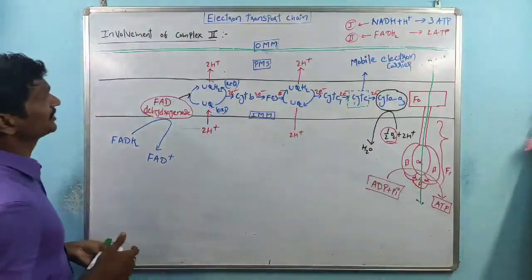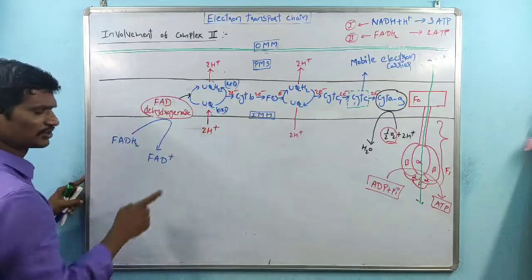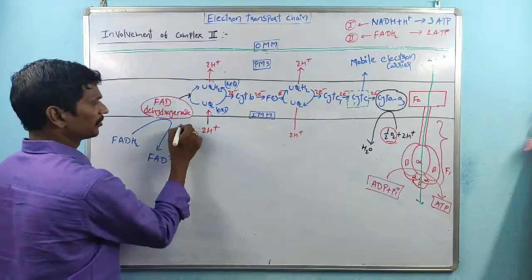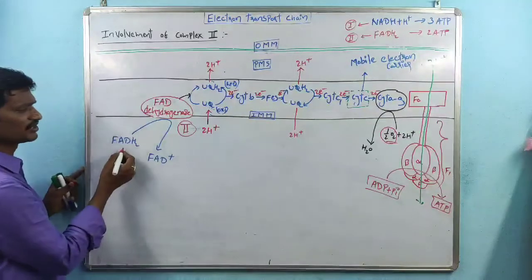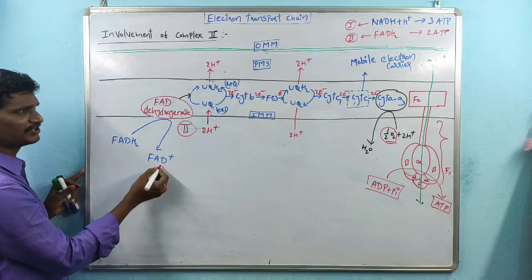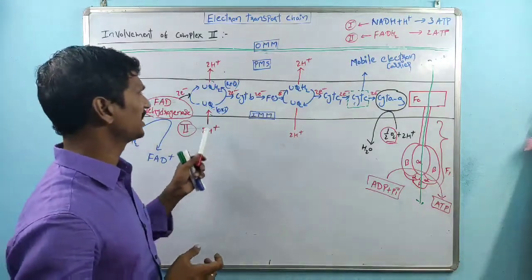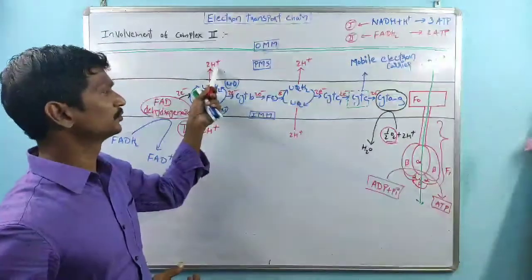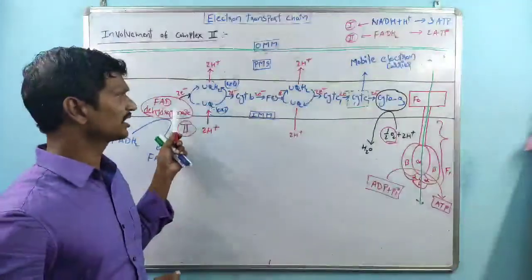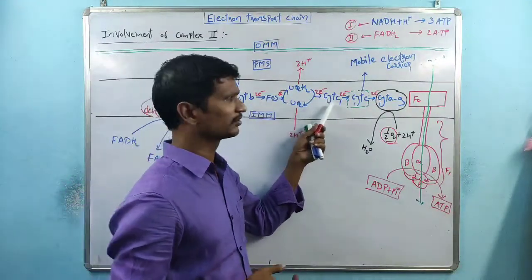Coming to the next one, the involvement of complex 2. Here FAD dehydrogenase is there. This is also called succinate reductase, right? That complex is called complex 2. Here it interacts with FADH2, and FADH2 is converted into FAD plus. Every time 2 electrons are transported. Again the same pattern: ubiquinone is involved in pumping 2 H plus ions, so complex 2 interacts with ubiquinone, then complex 3 and again complex 4, right?